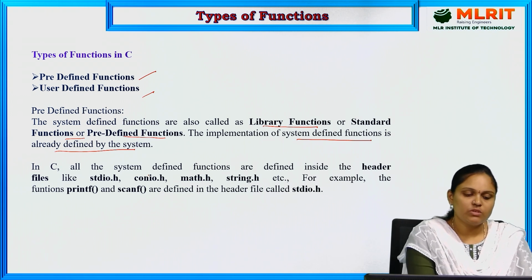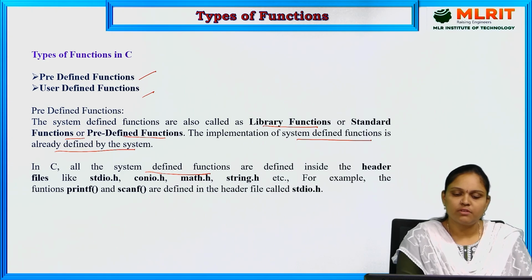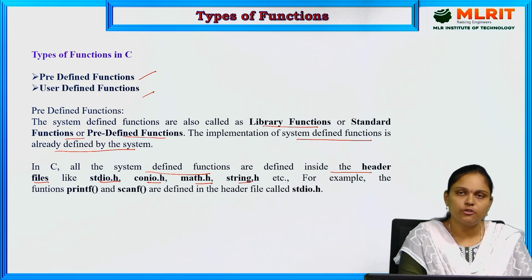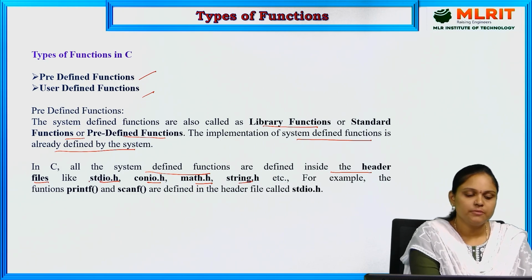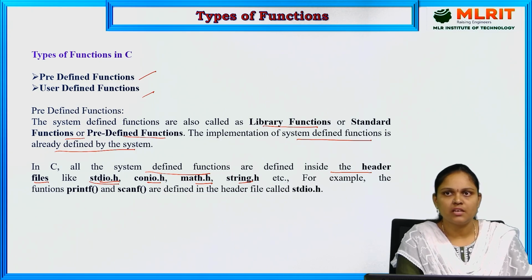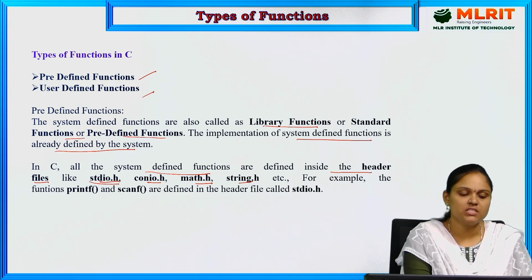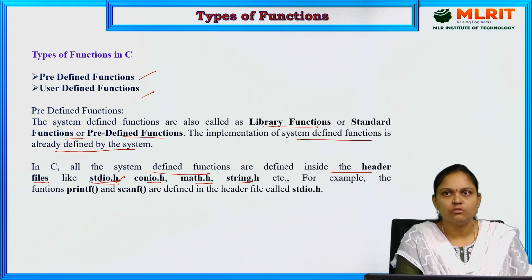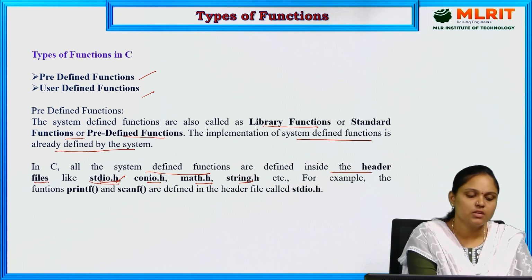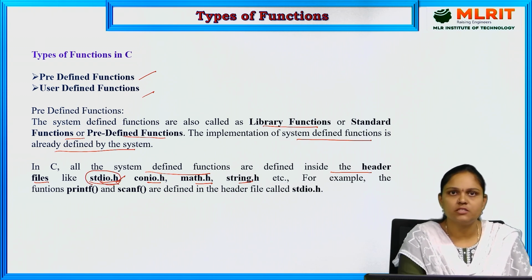In the C language, the system-defined functions are defined inside header files like stdio.h, conio.h, math.h, string.h. stdio.h is the standard input and output header file. The printf and scanf functions will work only if we have this header file. We also have getchar and gets functions, some input and output functions. The related function definitions are defined in the stdio.h header file.